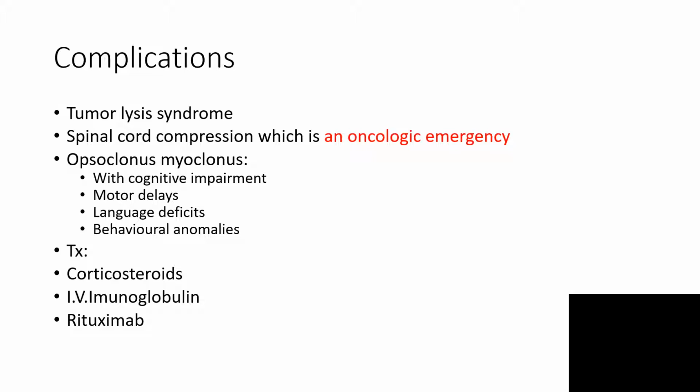When there is opsoclonus myoclonus, there will be cognitive impairment, motor delays, language deficit, and behavioral anomalies. And when you are dealing with opsoclonus myoclonus with all these features, treat with corticosteroids, intravenous immunoglobulin, or immunotherapy. Rituximab is welcome.